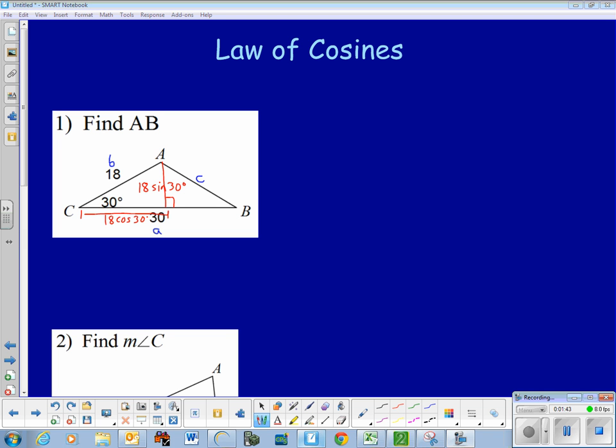Now, usually we will call that side A if it's across from angle A. And actually, let me go back and adjust these. I want a generic formula, not specific to this triangle. So I'm going to call this one B sine C. I'm going to call this bottom one, the 18 cosine 30, B cosine C. Now, if the entire side down here is A, then this portion right here is going to be A minus B cosine C.